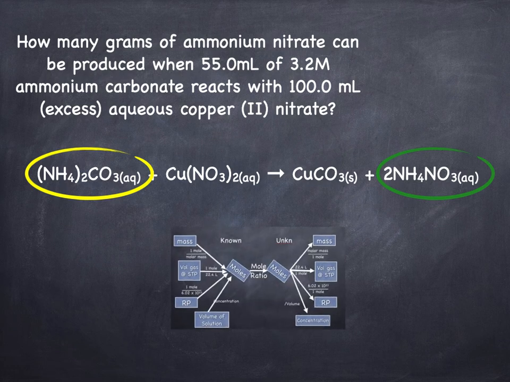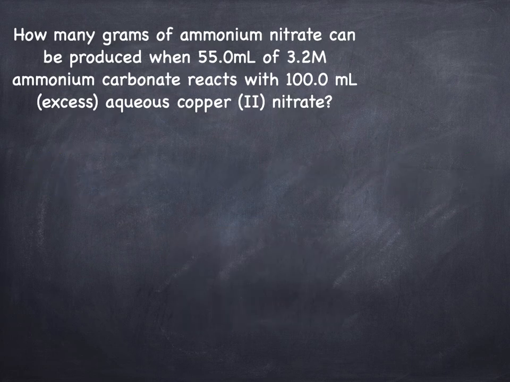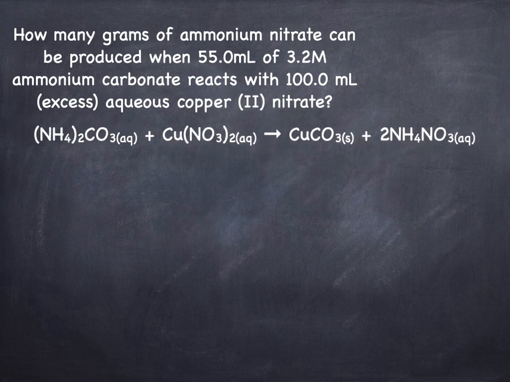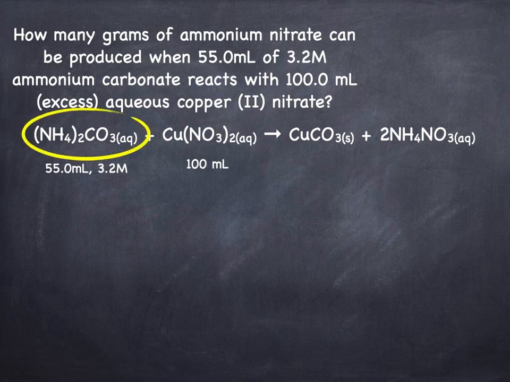Okay, so check the map. What are you starting with? Well, you're starting with a volume of a solution and a known concentration, which can get us to moles on the mole map. And we're trying to find grams. So let's go ahead and set this up as we set some of our other problems up. We have our balanced chemical equation here again. We're going to get our given pieces of information written under the appropriate reactants. We are going to find our known and our unknown.